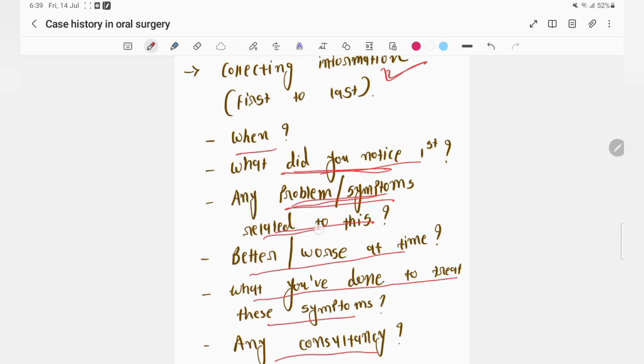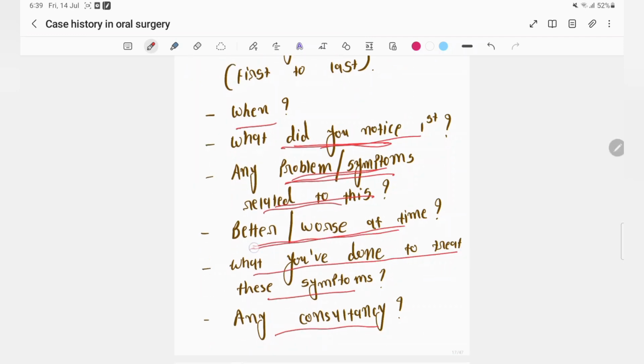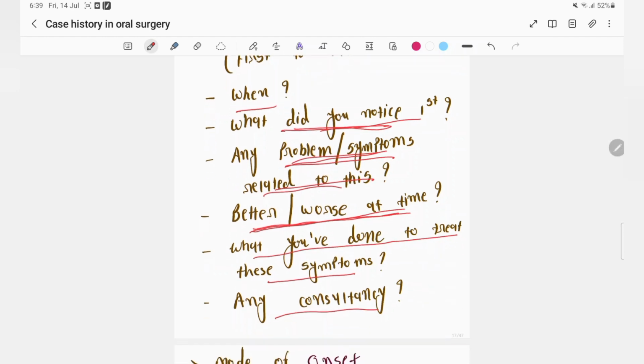So any problems and symptoms related to this you have to note. Then, better or worse at any time. It means the patient will complain, like, in the morning I don't have any pain, but at night I have a worse pain. Okay, so you have to mention this. Then what you have done to treat these symptoms. Sometimes the patient just goes to a nearby medical store, or sometimes the patient takes painkillers by themselves, and then you have to ask about any consultancy for this. Have you consulted your family doctor or any dentist?